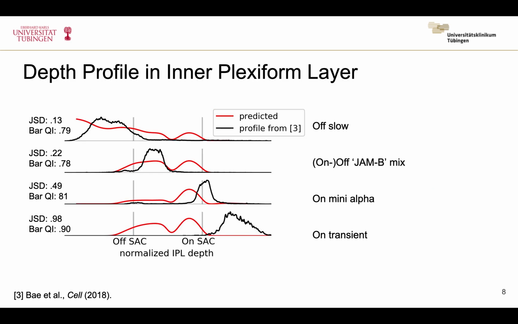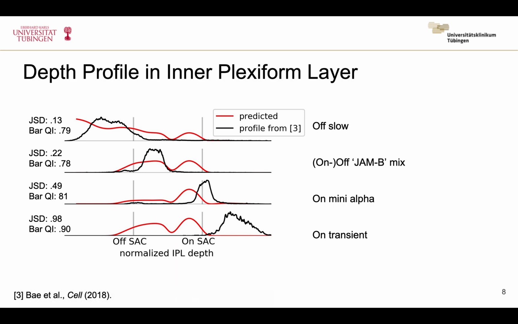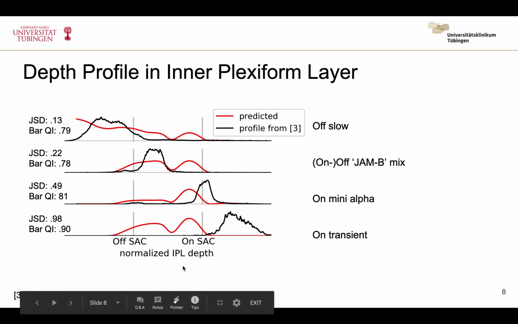We can also use these weights to predict where they stratify in the inner plexiform layer of the retina. And these are the same four cells as earlier, sorted according to how well they're matched. In the top, you see a good match, and in the bottom, you see a less good match.